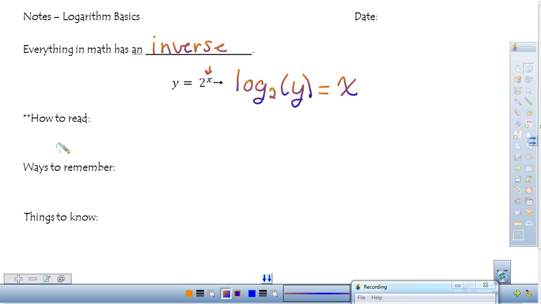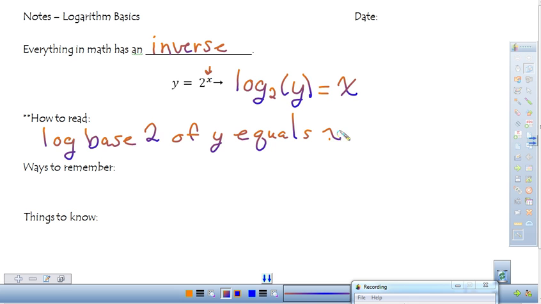So, I am really, really big on how you read them. So, log base 2 of y equals x. I'm so big on that that I might give you a quiz question that says, how do you read this in words? And we're going to play Battleship. It's going to be awesome.